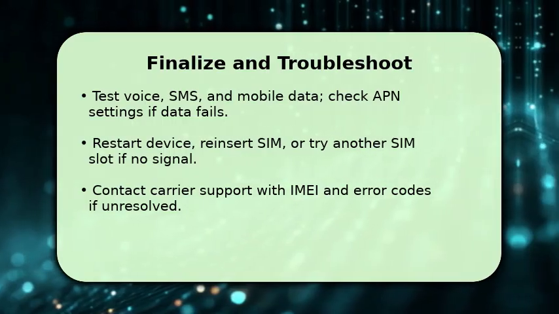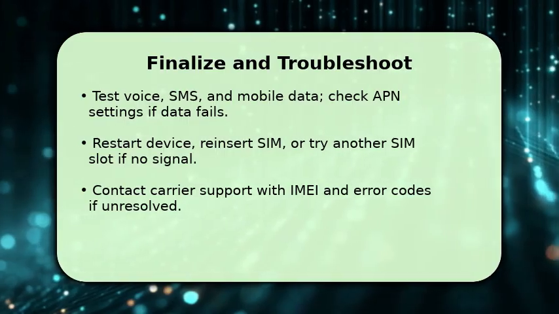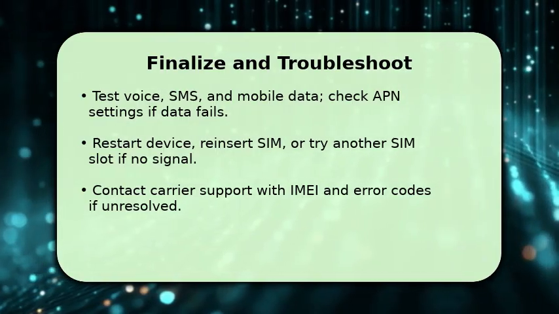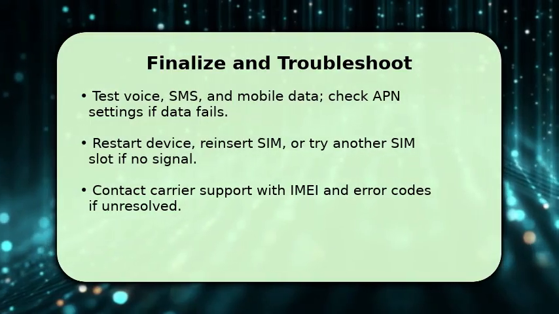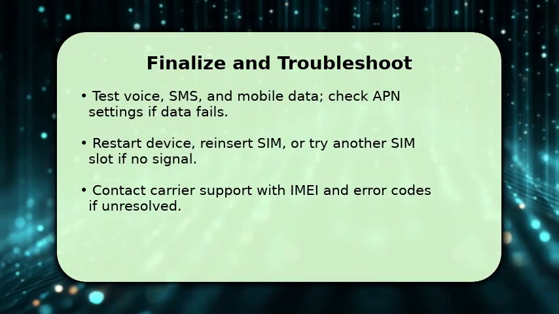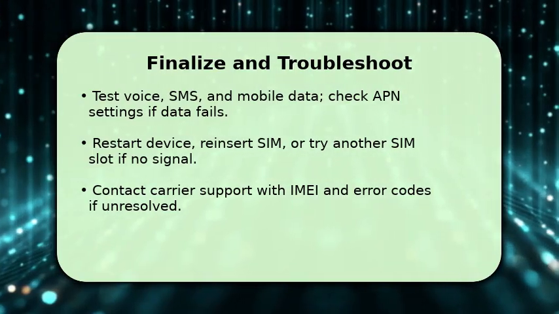If there's no signal, restart the phone, power cycle the SIM by removing and reinserting it, or try a different SIM slot if available. If problems persist, contact carrier support and provide your IMEI, SIM ICCID, and any error messages so they can provision or diagnose the issue quickly.